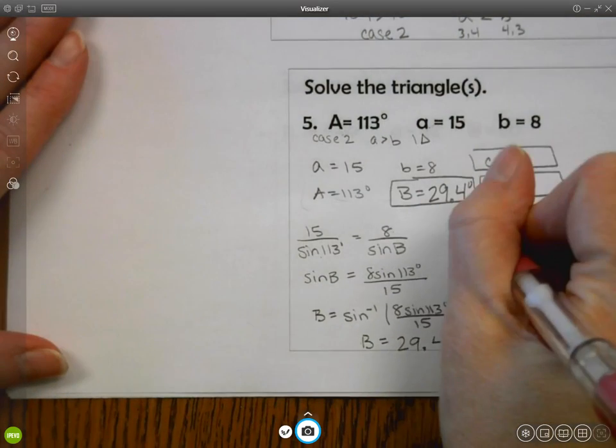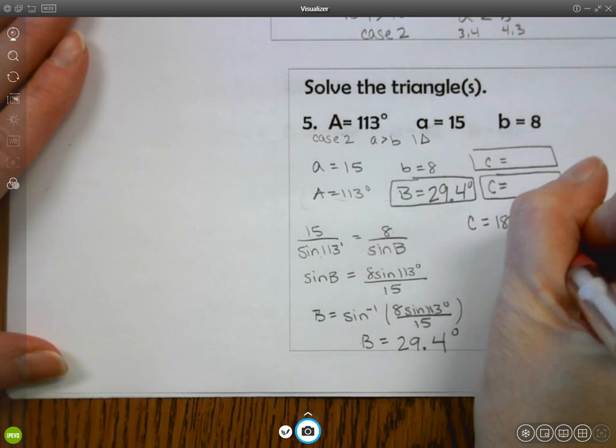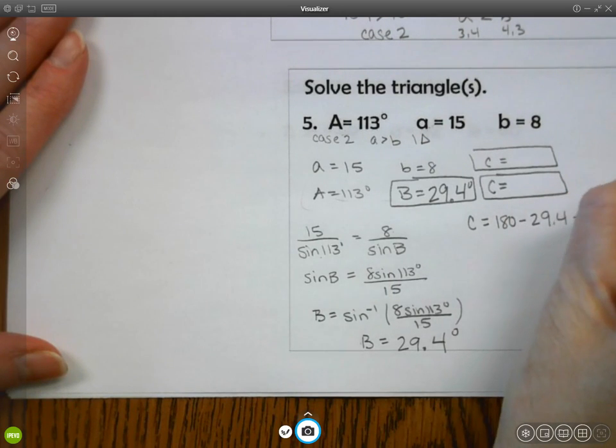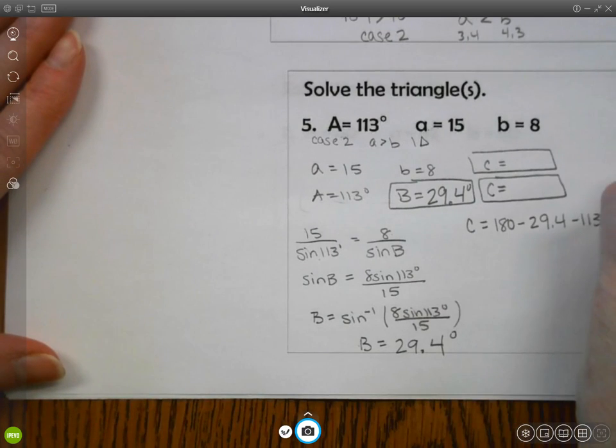So now that we know two angles, we can find the third angle by just subtracting. So we do 180 minus 29.4 minus 113. We will get angle C. And I got 37.6.